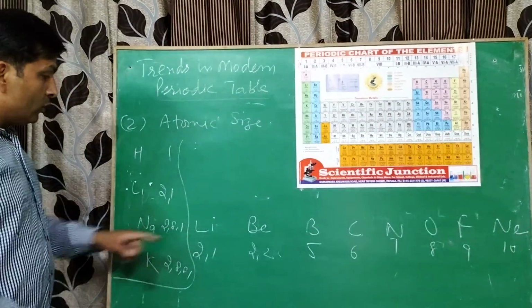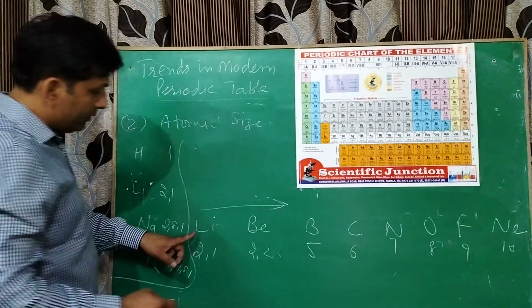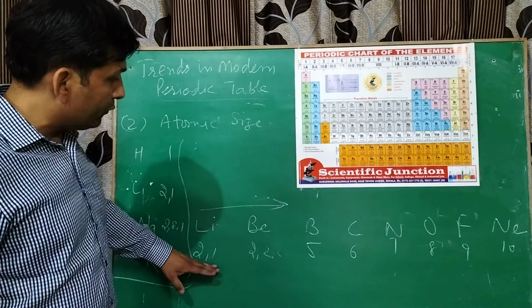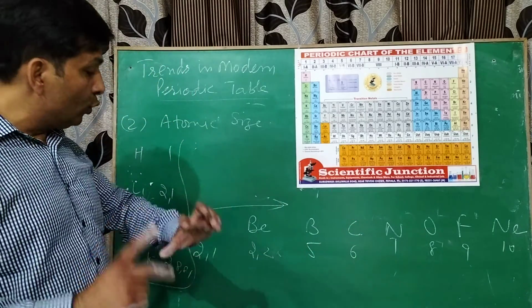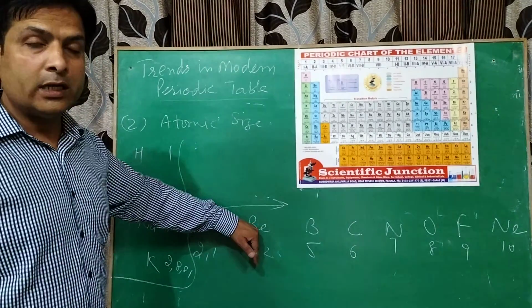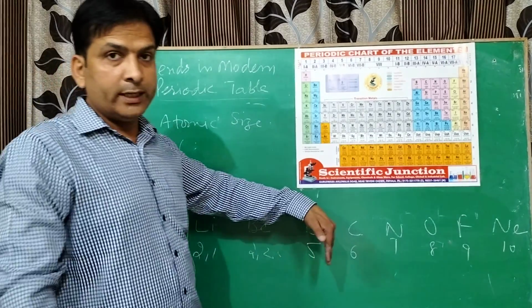But when we go from left to right in a period, as the example is written over here, we find that the number of shells remains the same, but the nuclear charge increases from one element to another as we go from left to right in a period.